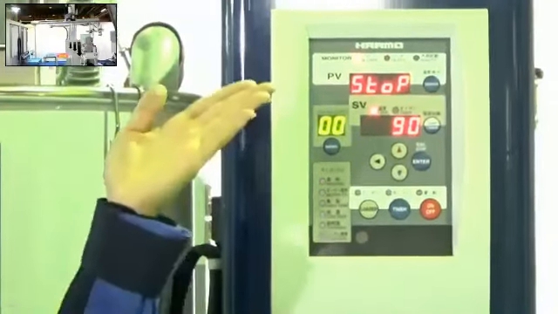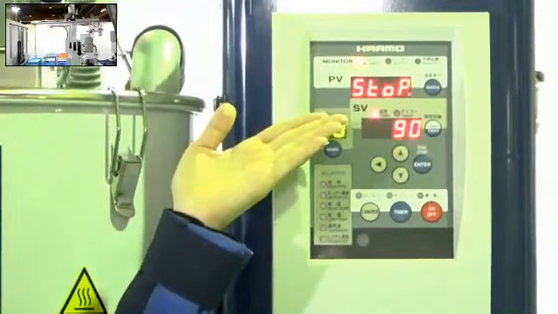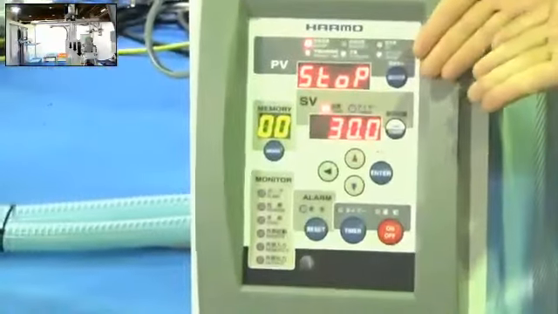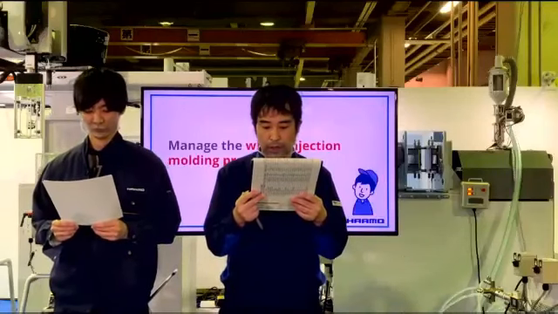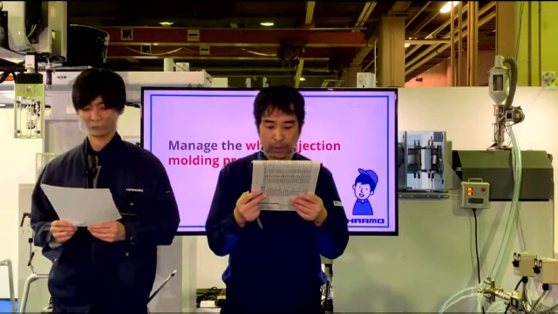Now 3 shots are finished. Let's see the situation. As you can see, the dryer and mold temperature controller are stopped. By using this function, you can reduce time and energy to stop each peripheral equipment and the cost for the electric bill.